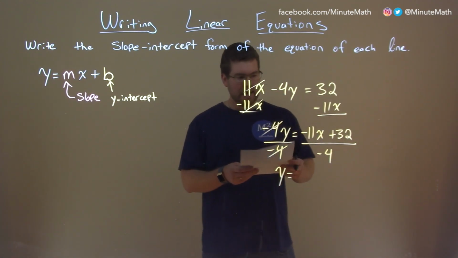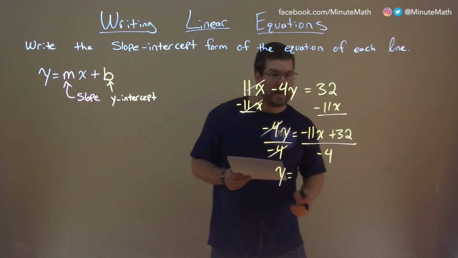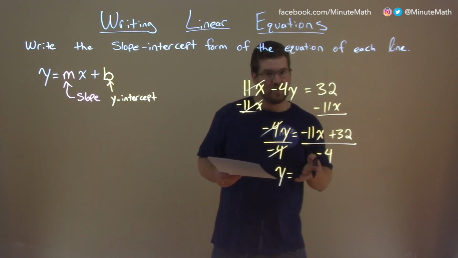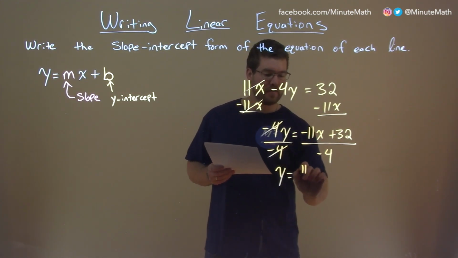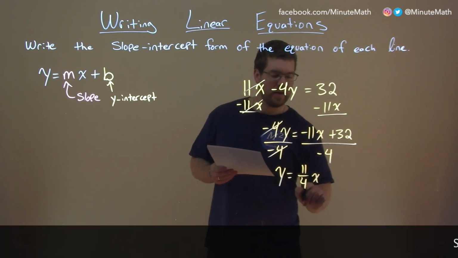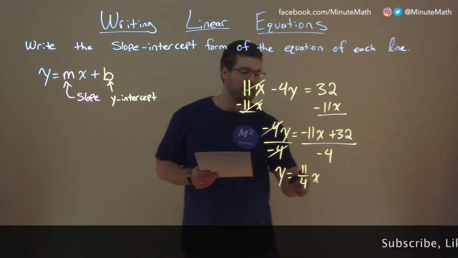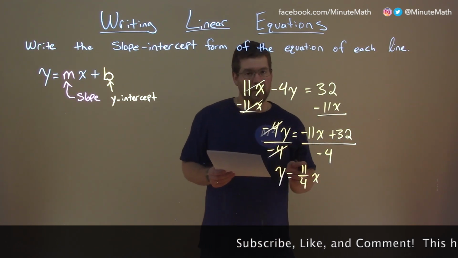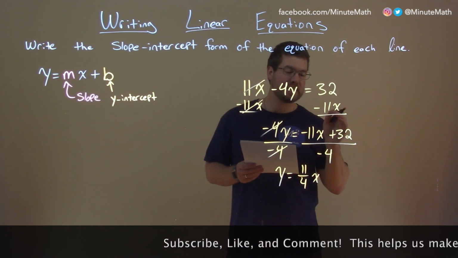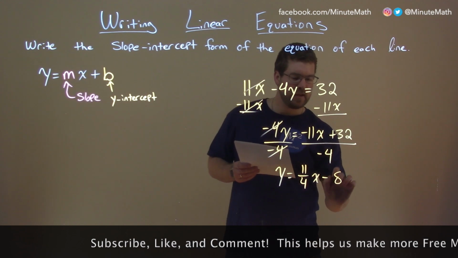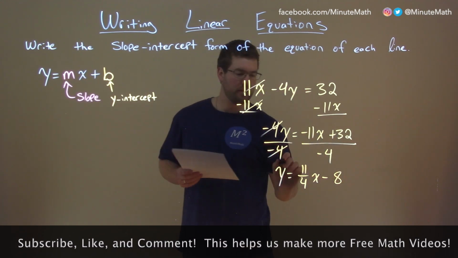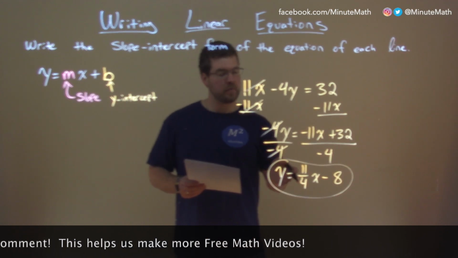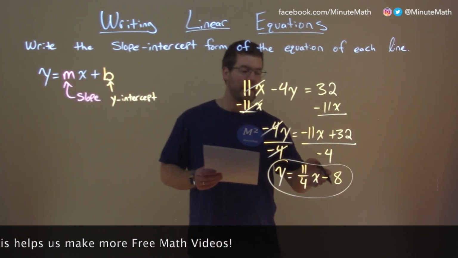Now I have a negative 11 divided by a negative 4. Two negatives make a positive. Nowhere else for this to simplify, so we just have a positive 11/4 x. That's our slope value, 11/4. Now we have 32 divided by -4. That becomes a -8. So we have -8 here. -8's our y-intercept. And now we are done. We have our answer. Y equals 11/4 x minus 8.